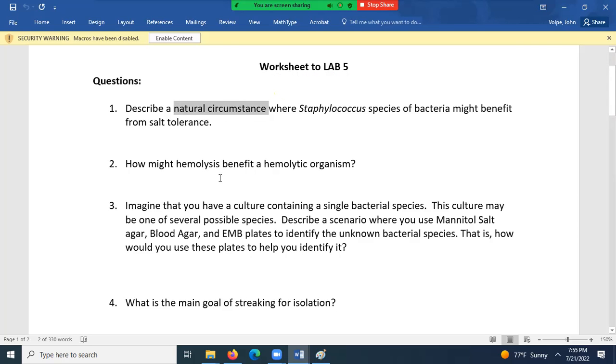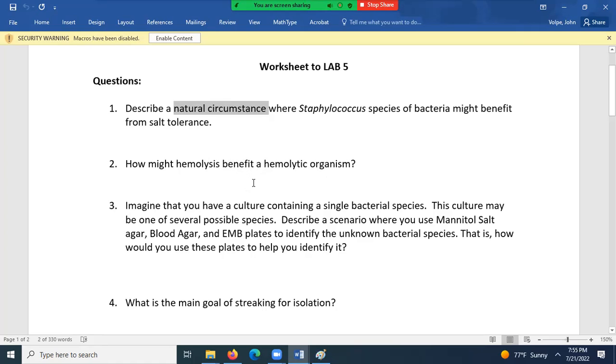And 2, how might hemolysis benefit a hemolytic organism? Meaning, why does a hemolytic organism hemolyze the blood? What does it benefit from doing that? So tell me what the benefit is.